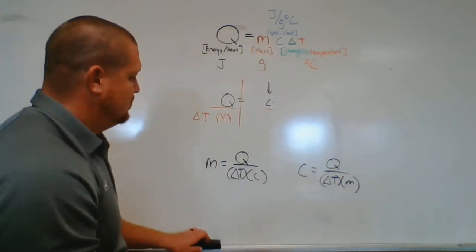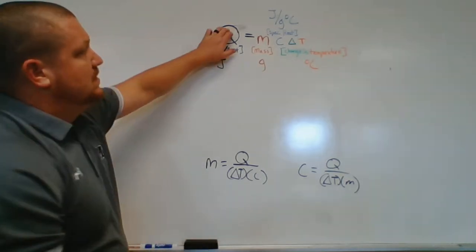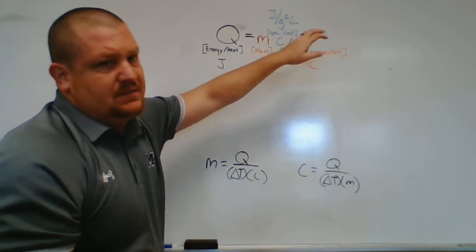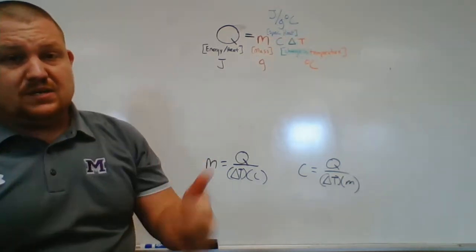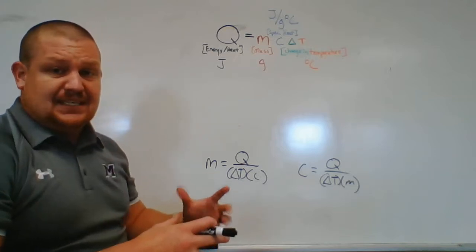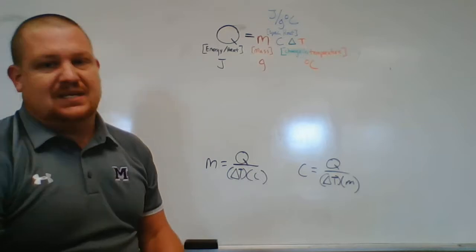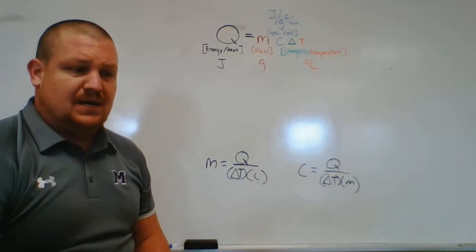So we have rearranged our original formula. Q equals M times C times delta T. Energy equals mass times specific heat times change in temperature. We have rearranged this algebraically so that we can solve for mass or we can solve for C. As you saw, it's basically the same process.